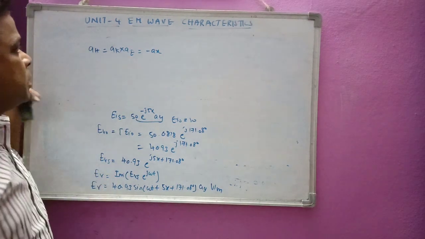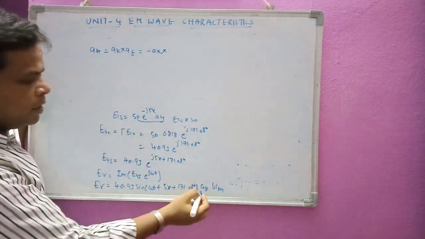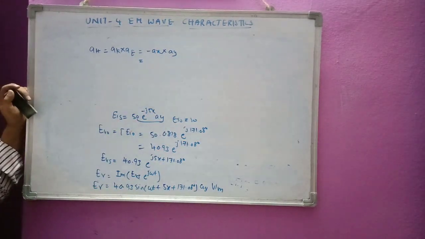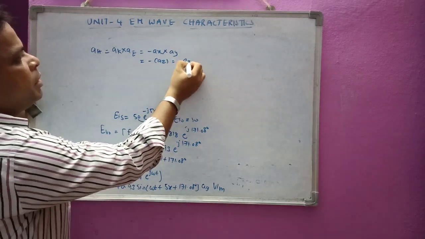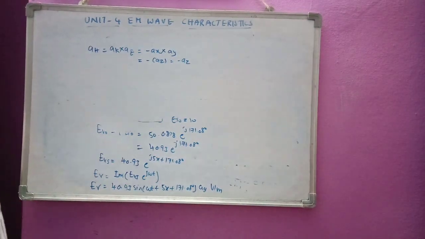So aK is equal to aK cross aE, a_x cross aE. The wave is propagating in the a_y direction, so a_x cross a_y is a_z, which I can write here as minus a_z. I get here aH. Now similarly I can write the value for HT.